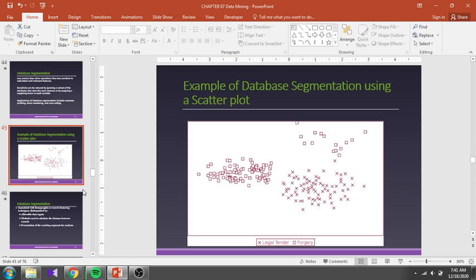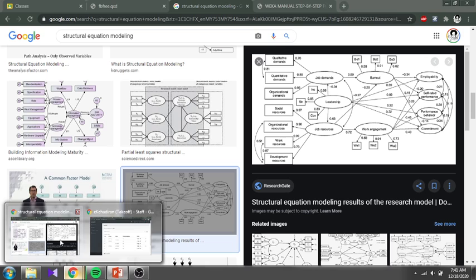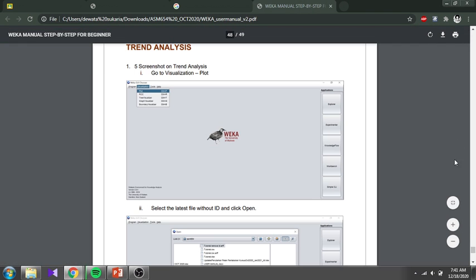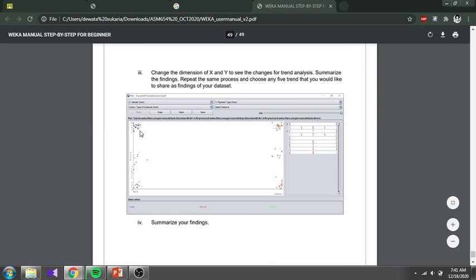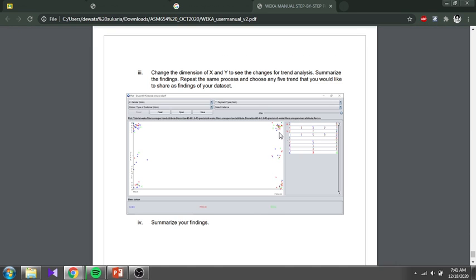Okay, this one is an example of database segmentation using the scatter plot. They're gonna plot like this. I think you noticed that last time we had this trend analysis on the Weka. Okay, they have this plot like this. So this one is on gender with the payments and also the type of the customer. So look at the line here. Okay, male or female. This one is about the debit card or Visa, so we can see the trend.